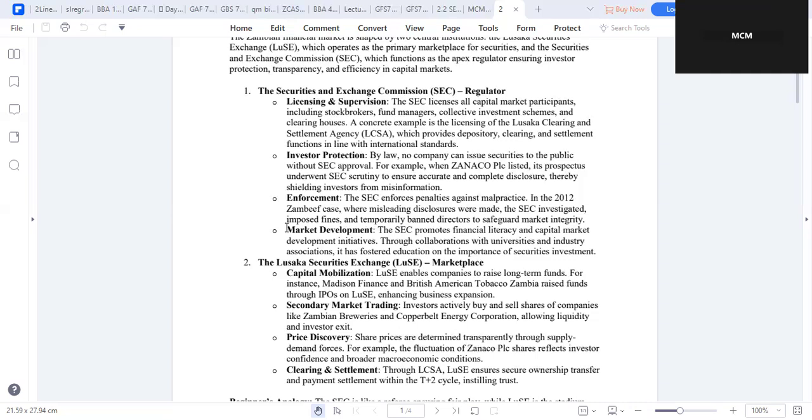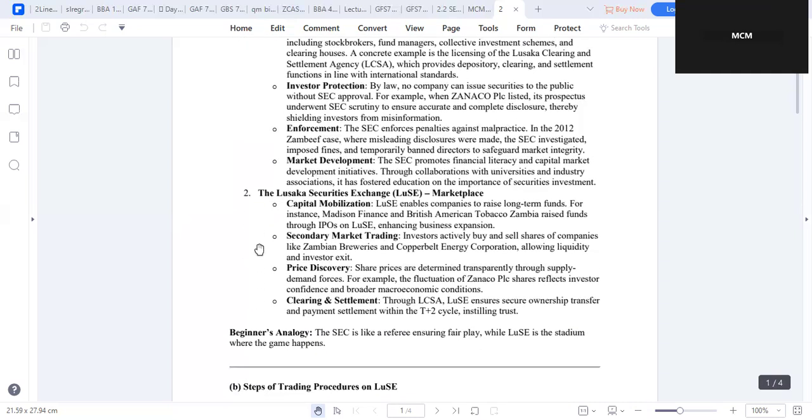On the other hand, we have the marketplace, which we call the Lusaka Stock Exchange. Coincidentally, they are on the same premises here in Lusaka. One of the roles of the Lusaka Stock Exchange is capital mobilization. It enables companies to raise their long-term funds on this platform through issuance of what? Shares, through the IPO, initial public offering. So it will enhance project expansion. It is also a marketplace where secondary trading is fostered.